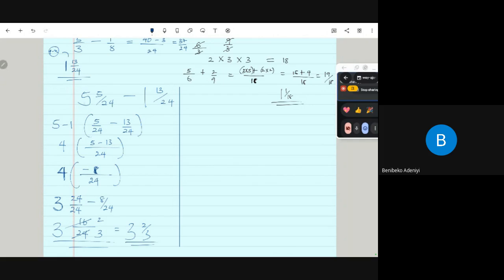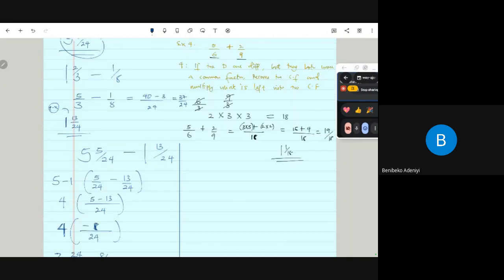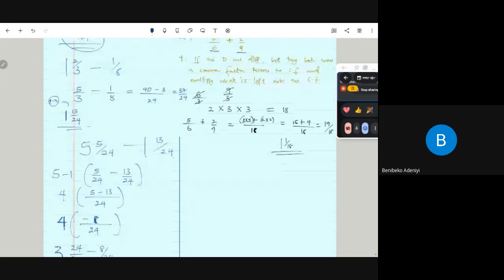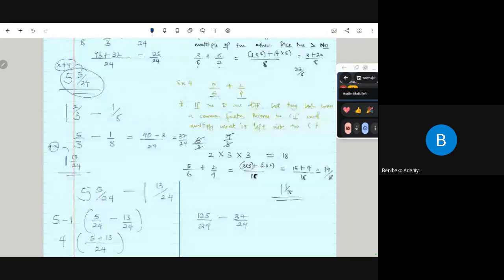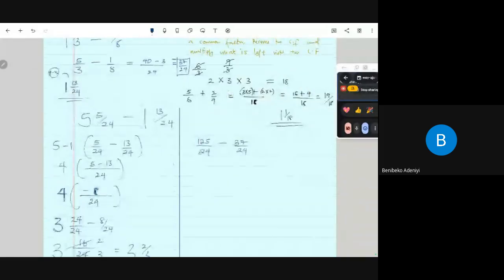The second method we could have used here is to convert: 24 times 5 is 120. We did that other time. We convert it back, what is it? 125 over 24 minus 37 over 24. These are improper fractions, and I'm not bringing them together. So let's subtract them. My LCM is going to be 24 because they are the same.